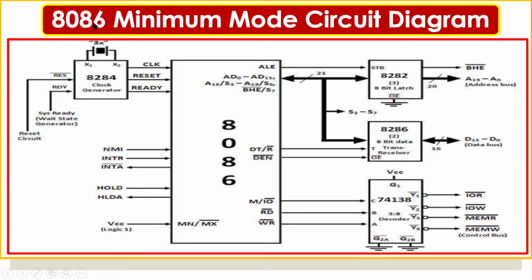So here, as the name suggests, minimum mode means only one microprocessor. There is no additional microprocessor or independent processor in the system. Only the 8086 will execute all the instructions in the system. That's the assumption of this topic, minimum mode. So let's discuss one by one in this block diagram.